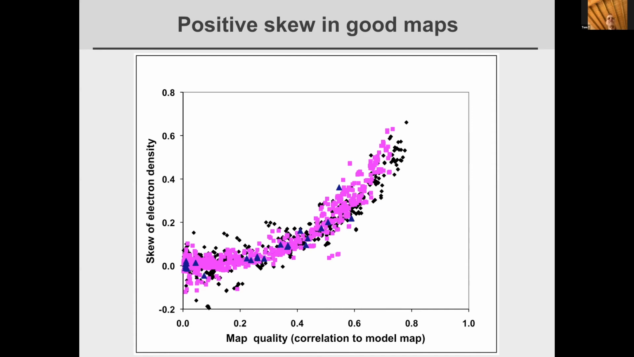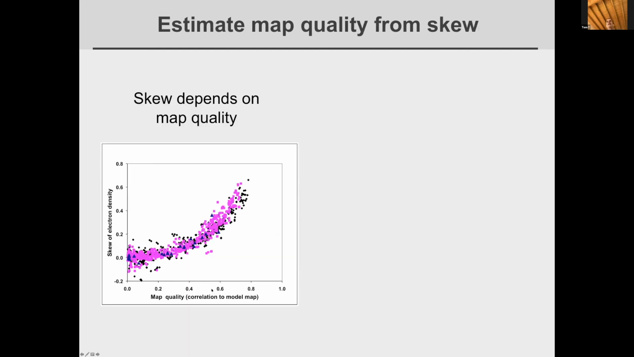But maps that are very bad, we talked about a figure of merit of 0.2. That's very related to this number of map quality of 0.2. And if you look down there, a map that had a map quality of 0.2, so correlation to the true map of 0.2, has a skew that's almost exactly the same as a map that has a map quality of 0. So basically, if you have a really bad map, you can't tell if it's good.